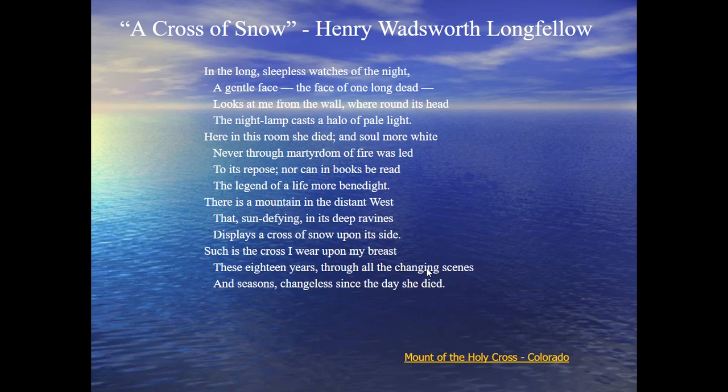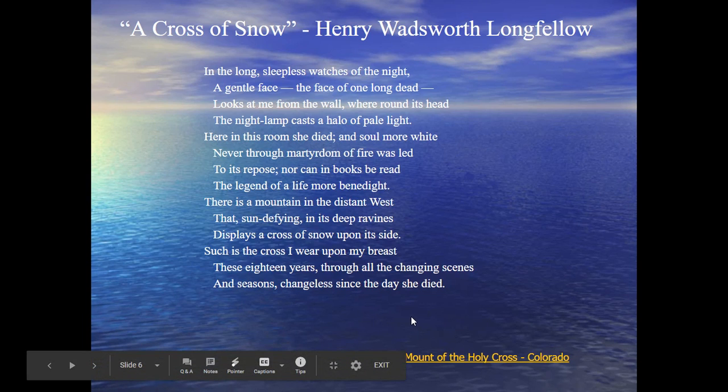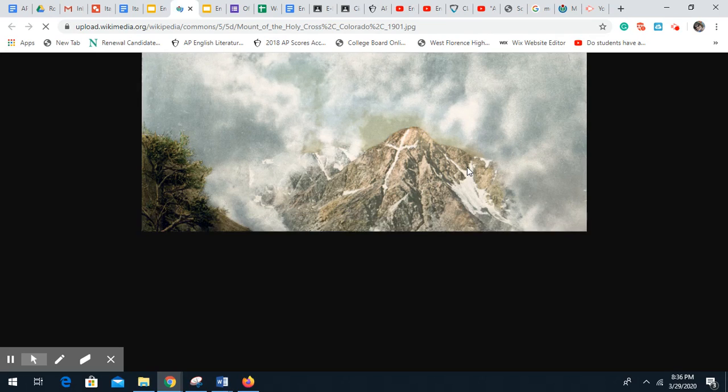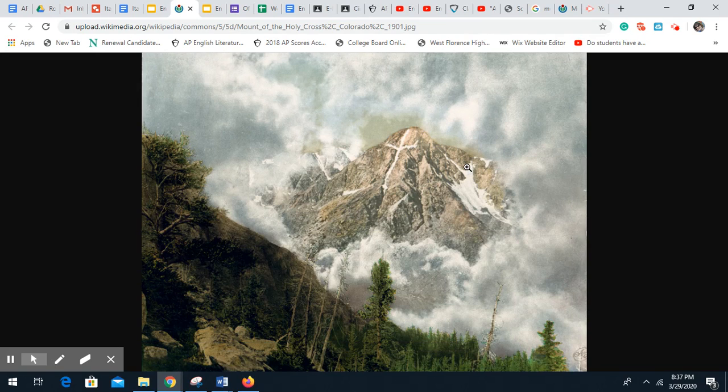Okay. So one thing that this poem does, and if you were looking at this in your textbook, there would be a footnote telling you he's making an allusion to a mountain in the distant west, okay? And I'm going to pull up a picture here. And this is actually a real place. It's called the Mount of the Holy Cross. It's in Colorado. And there's actually a painting of it.